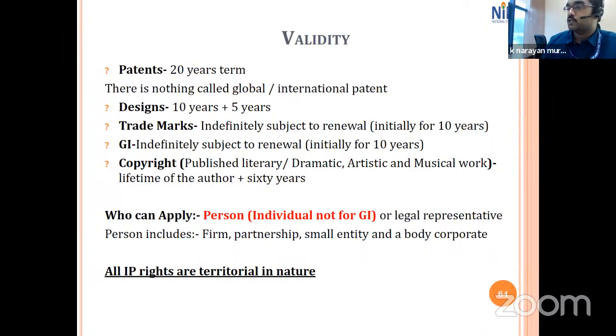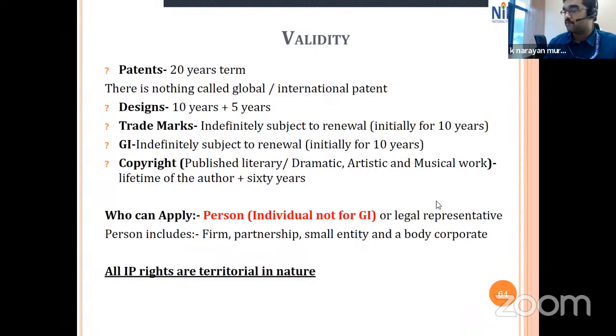GI I have given you for knowledge purposes, but if you are in a particular industry where GI is involved, it might help you. For a common technology-oriented startup, GI won't be that useful. Another is copyright, which lasts for the lifetime of the author plus 60 years. This is the validity of each IP right. Patents are 20 years, designs are 10 years plus 5 years, and trademarks are initially for 10 years. Copyright is indefinite subject to renewal; copyright is the lifetime of the author plus 60 years.